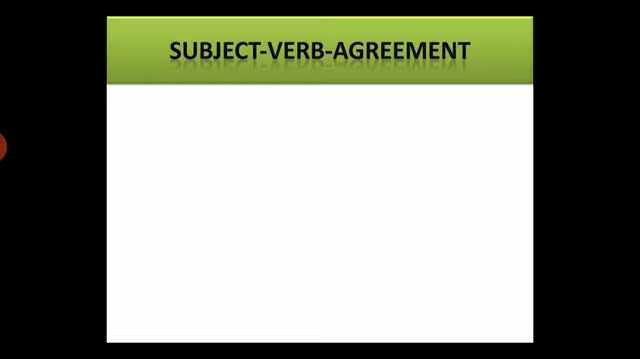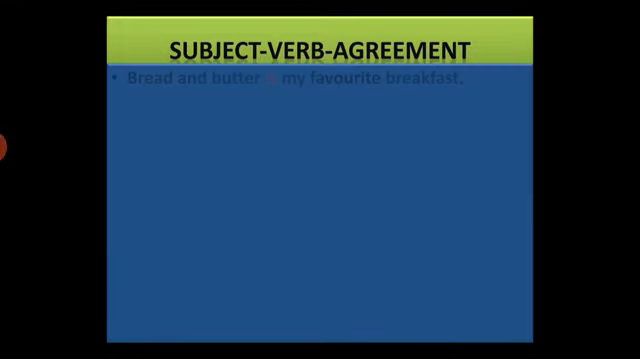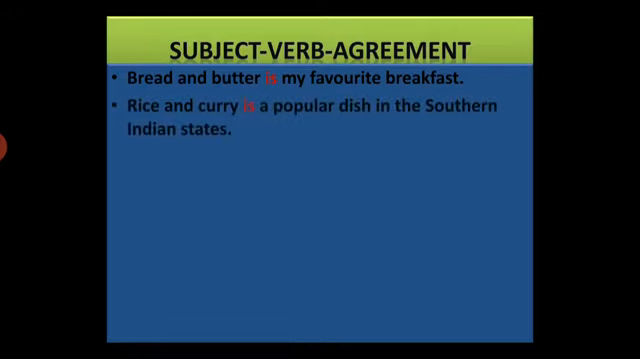Bread and butter is my favorite breakfast. Here, bread and butter together denote a type of dish, a type of breakfast. Rice and curry is a popular dish in the southern Indian states. Both these words are known in such a way as if they are the same. They are eaten together, they are taken together, they are used together, they are known together. That's why both the words become the same.